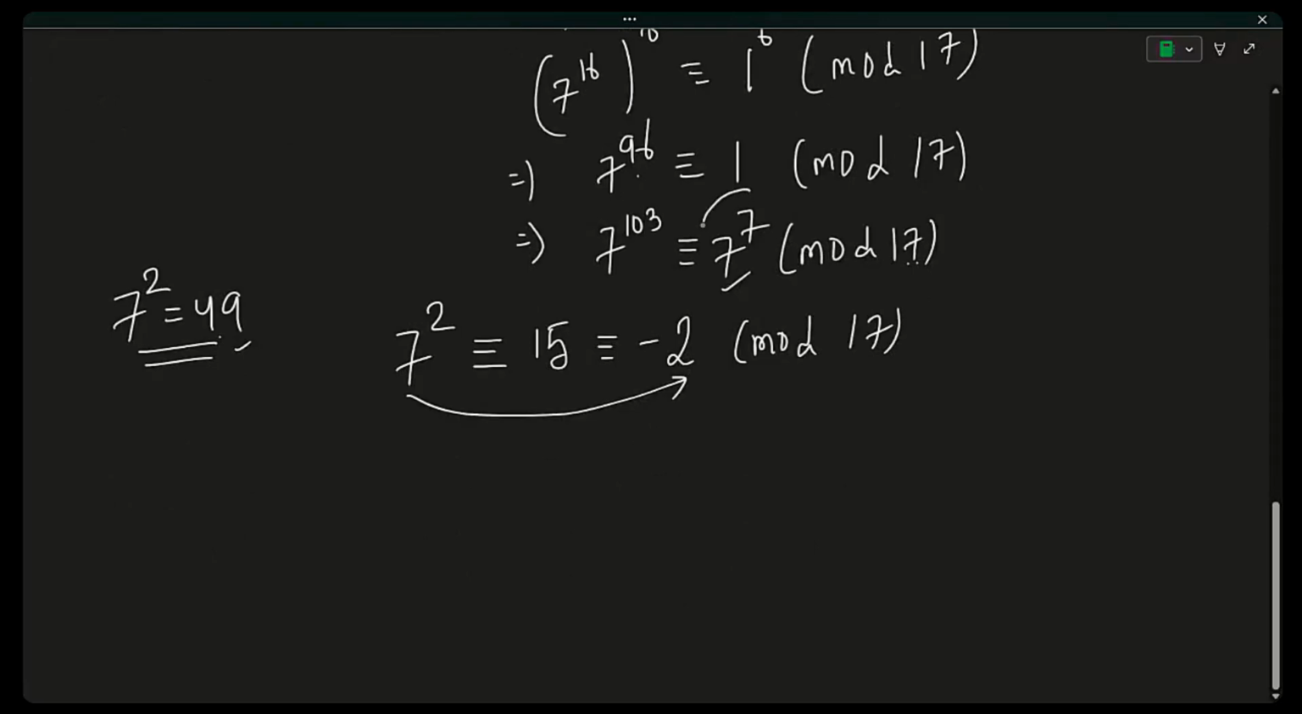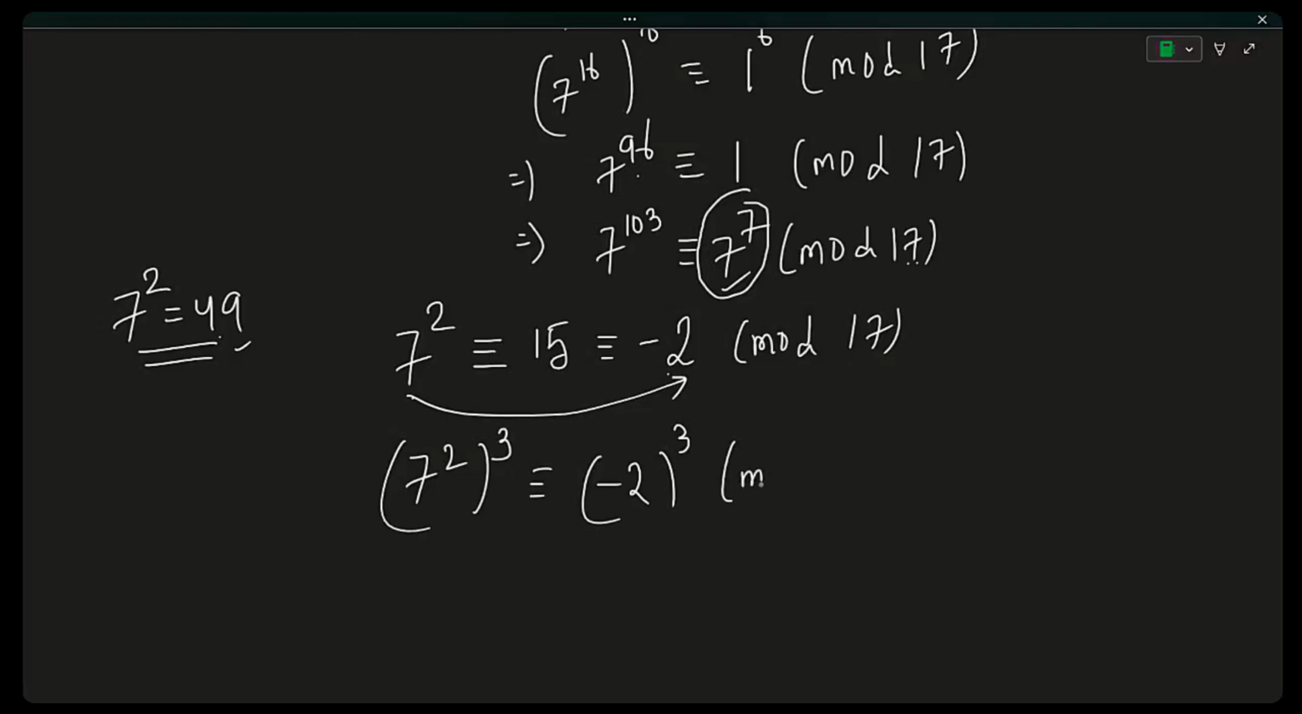मुझे क्या चाहिए? मुझे चाहिए 7 to the power 7 का रिमाइंडर. तो 7 स्क्वायर अगर -2 है, तो उसको आप होल टू द पावर 3 कर दो बोथ साइड. ये आपको अभी तक समझ में आ गया होगा कि पावर हम बोथ साइड रेज कर सकते हैं टू एनी इंटीजर पावर. तो लेफ्ट हैंड साइड बन जाएगा 7 to the power 6. ये बन जाएगा क्या? -8 mod 17.